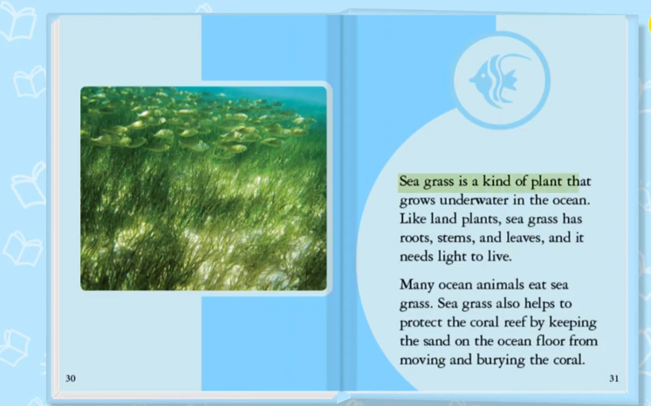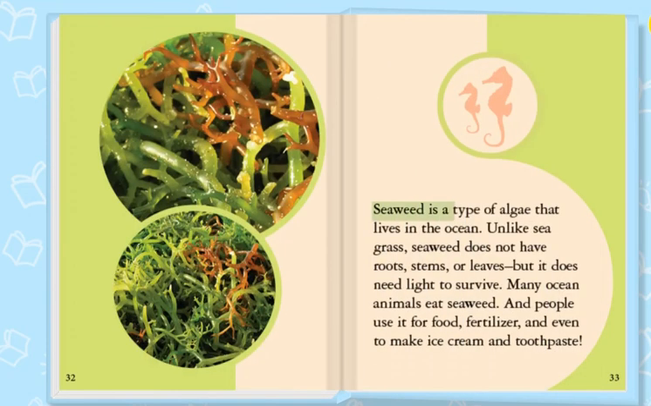Seagrass is a kind of plant that grows underwater in the ocean. Like land plants, seagrass has roots, stems, and leaves, and it needs light to live. Many ocean animals eat seagrass. Seagrass also helps to protect the coral reef by keeping the sand on the ocean floor from moving and burying the coral. Seaweed is a type of algae that lives in the ocean. Unlike seagrass, seaweed does not have roots, stems, or leaves, but it does need light to survive. Many ocean animals eat seaweed, and people use it for food, fertilizer, and even to make ice cream and toothpaste.